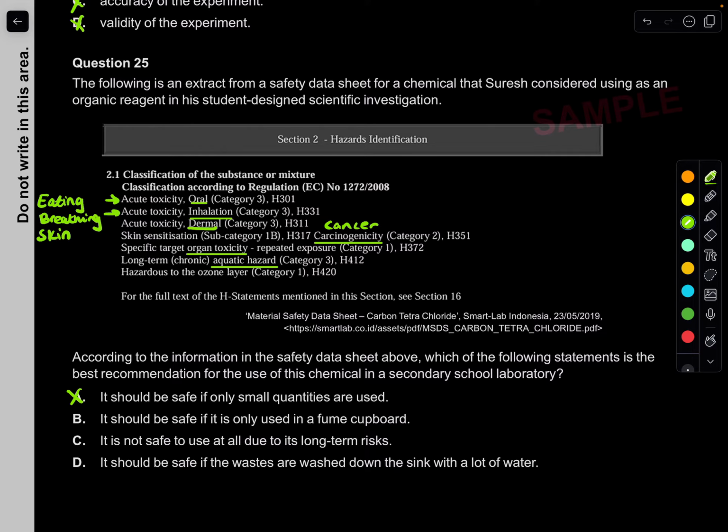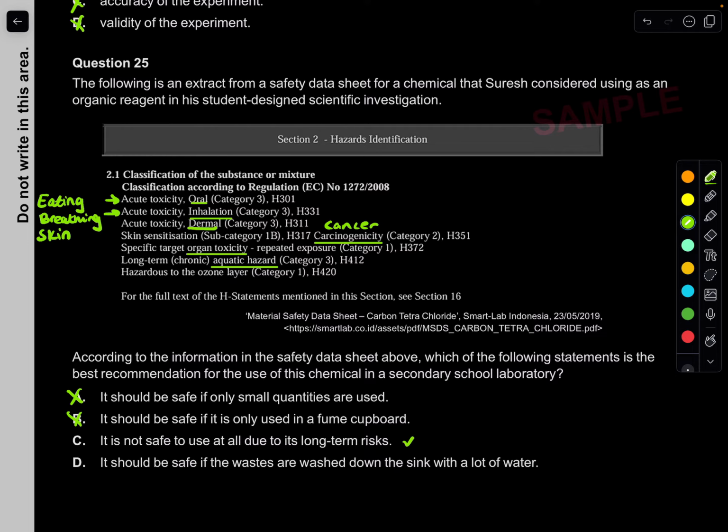It should be safe if it's only used in a fume cupboard. Rubbish. Well, let's say you minimize the breathing, but you've got skin irritation, which is a problem. Eating, no one does that, but organ toxicity, cancer, all these other things are even worse. It is not safe to use, all due to the long-term risks. Absolutely, that is perfect. Never use it for secondary students. Let's have a look at the last option.